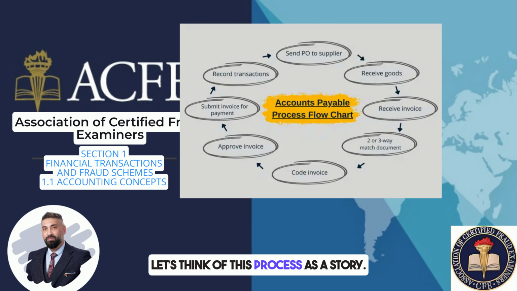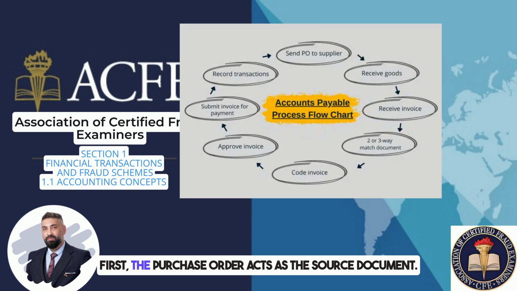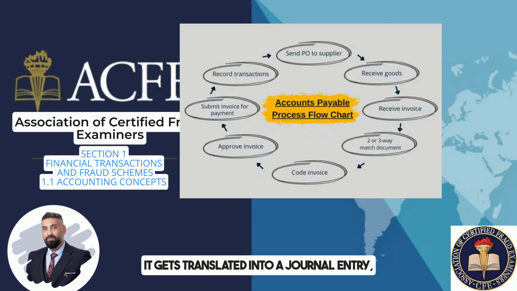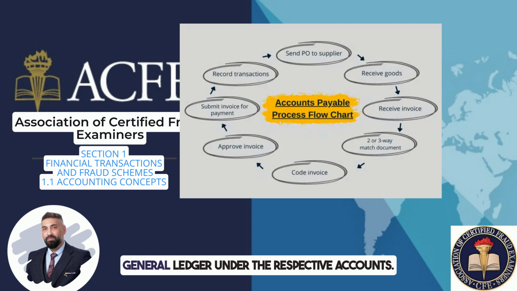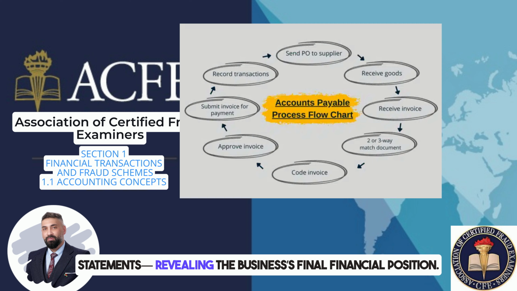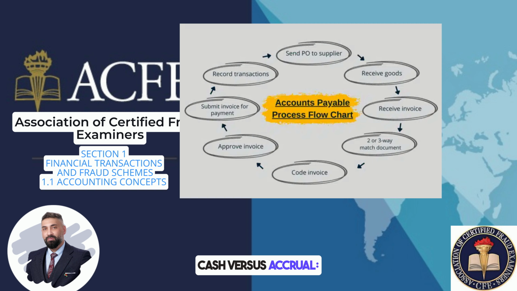Let's think of this process as a story. Picture a company purchasing raw materials. First, the purchase order acts as the source document. It gets translated into a journal entry, debiting inventory and crediting accounts payable. Then, that entry feeds into the general ledger under the respective accounts. By the end of the accounting period, it all comes together in the financial statements, revealing the business's final financial position.